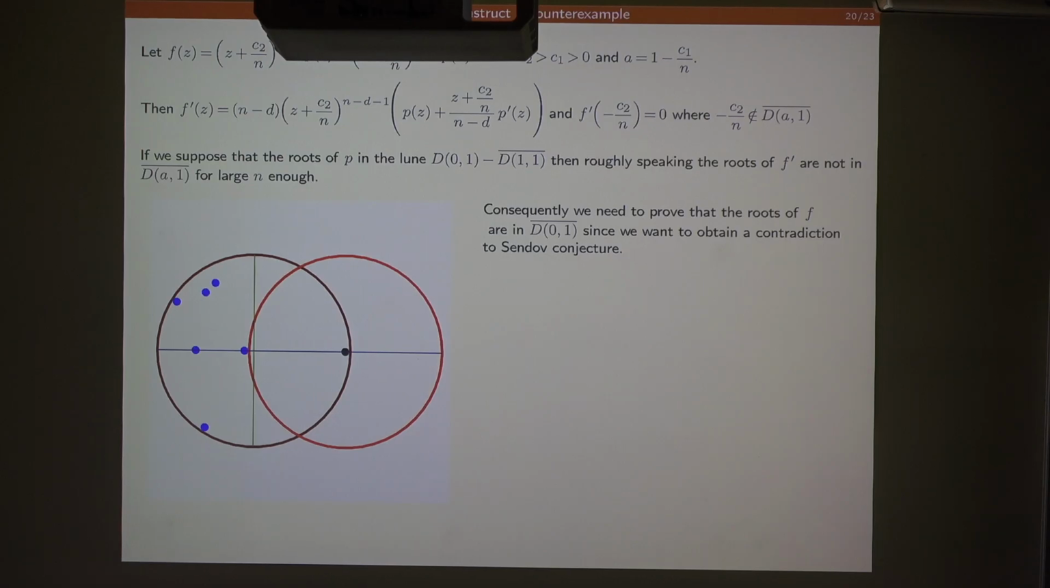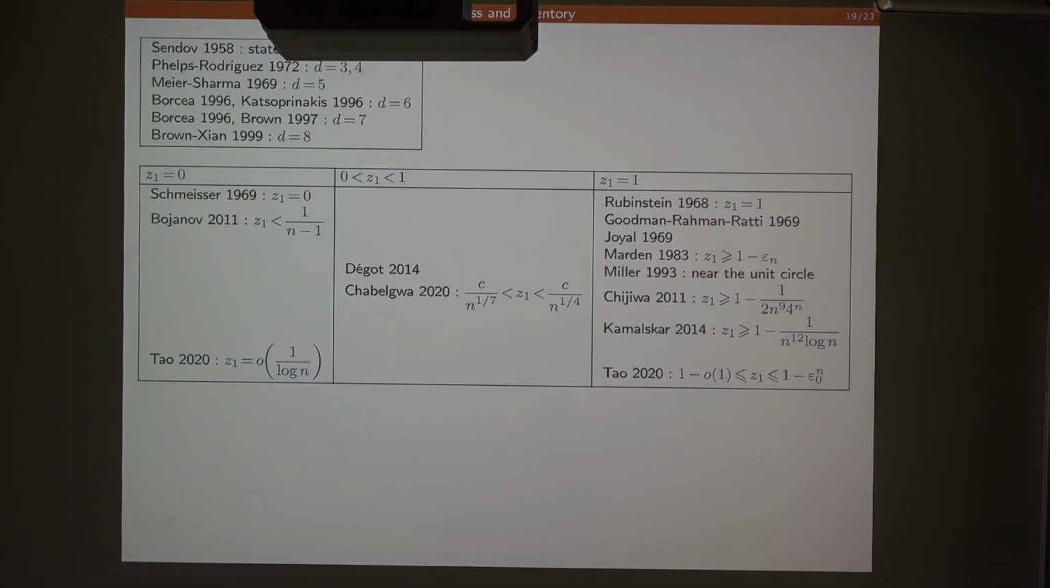I will say that in the progress inventory, the work of Tao is very, very different. You know Tao, Terence Tao? Perhaps yes, perhaps no. Terence Tao wrote a paper on the Sendov conjecture and proved the same result as Dego.